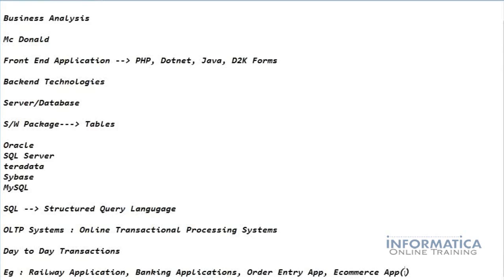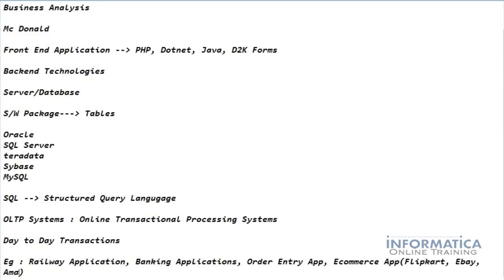Yes, like Flipkart, you can take Flipkart or eBay, or Amazon, right? These are all examples of OLTP systems. You can also take Walmart or Big Bazaar. So all these things come under the OLTP systems. OLTP systems are the systems which are available for every individual for processing requests.